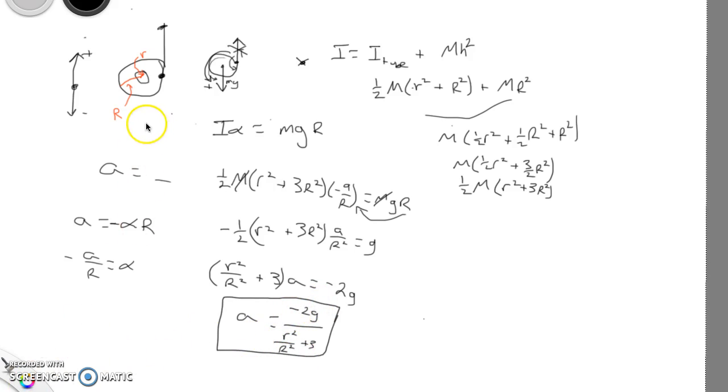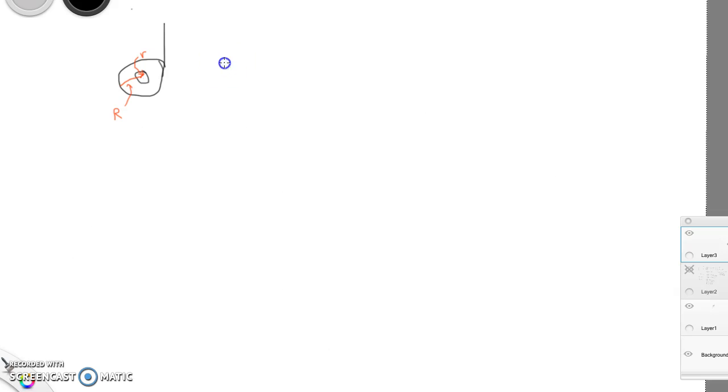For the next method, we're going to say that the point of rotation, instead of setting it here on the edge, is here in the middle, where the center of mass is. So if the point of rotation is here in the center, then this right here is a torque from tension. We have the downward force of gravity. This does not cause any torque.